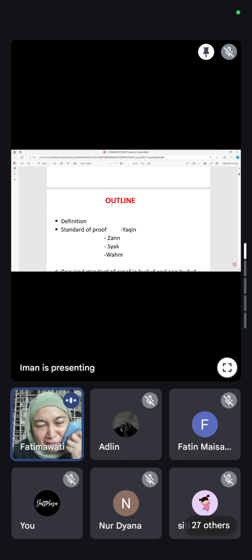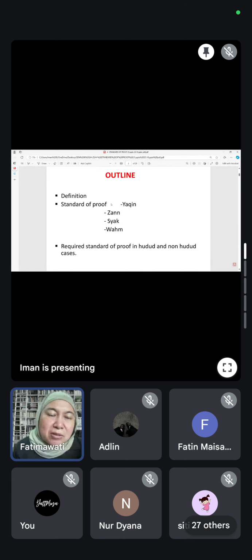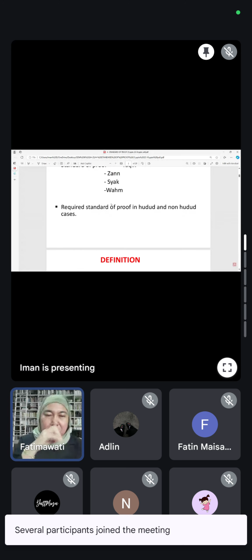So under burden of proof, kita akan cover basically 4 things. Satu, definition, standard of proof, whereby it is yakin, zon, syak dengan waham. 4 tau. When you talk about standard of proof, you actually deal with 4 things. Yakin, zon, syak dengan waham. Lepas tu required standard of proof in hudud and non-hudud cases. Okay, so let's look at the first one.